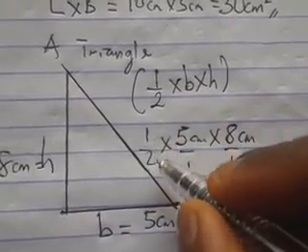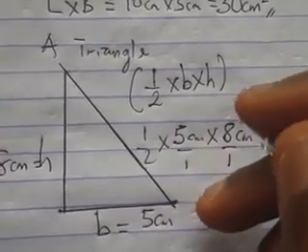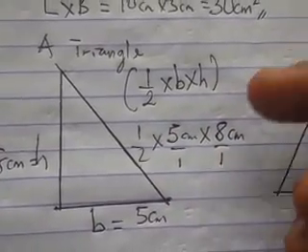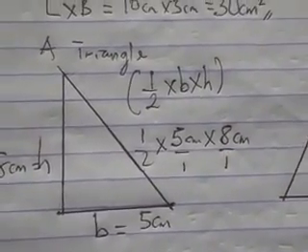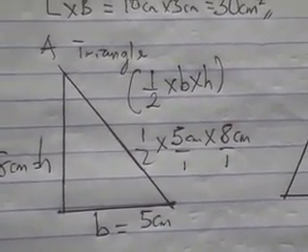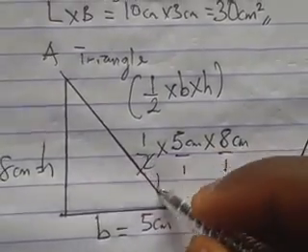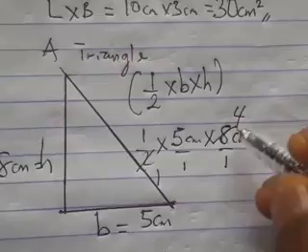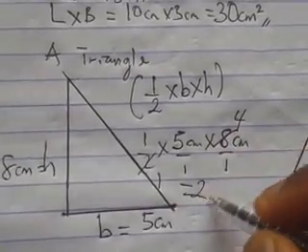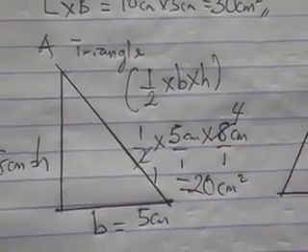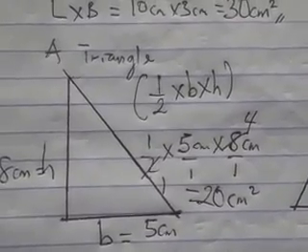So all you have to do is, if you can see any number that can cut, please cut. If nothing can cut, just multiply the numerator and multiply the denominator. Now 2 here 1, 2 in 8, 4, 5 times 4, I have 20 centimeters square. That is how to get the area of a triangle.